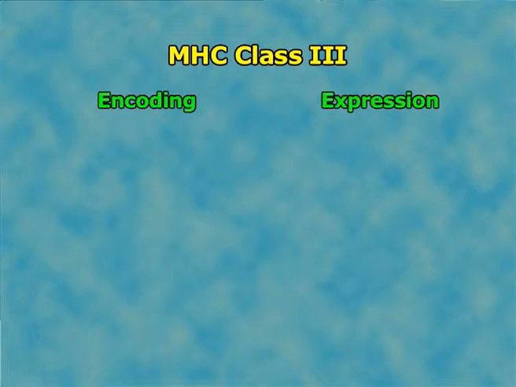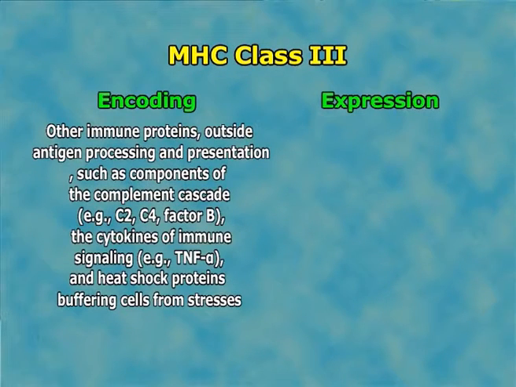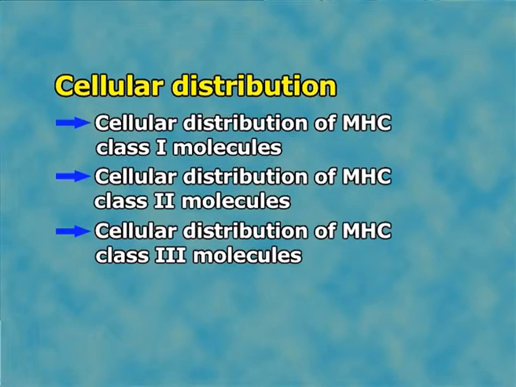Class 3 encodes other immune proteins outside antigen processing and presentation, such as components of the complement cascade, for example, C2, C4, factor B, the cytokines of immune signaling, for example, TNF alpha, and heat shock proteins buffering cells from stresses, while class 3 expression is shown by various cells.